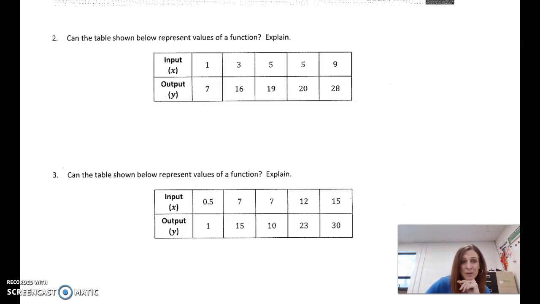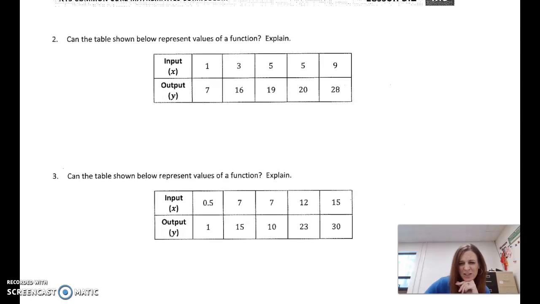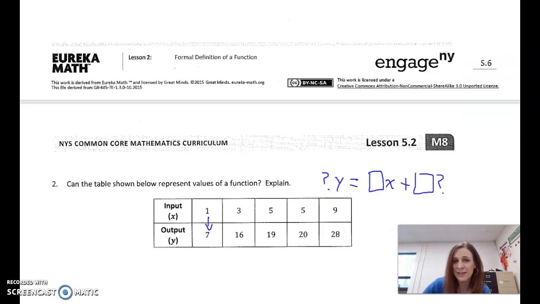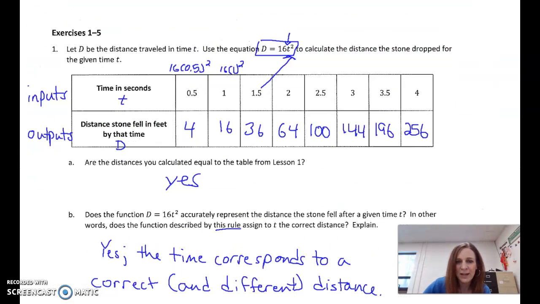All right, so can this table represent a value of functions? Okay, pay attention, you might see this in your homework. All right, so I don't have a rule. Okay, there's a function up here, y equals something times x plus something, I don't know. Okay, we don't know what it looks like. But there's a rule that gives us this table, that when I input a 1, I get out a 7. Okay, so when I drop 1 in, I get out a 7, like I did here. When I inputted 0.5 in, you get out 4. When I input 1 in, I get out 16.